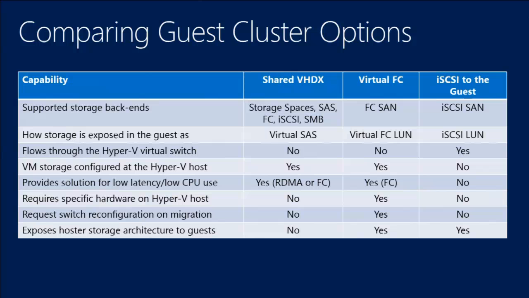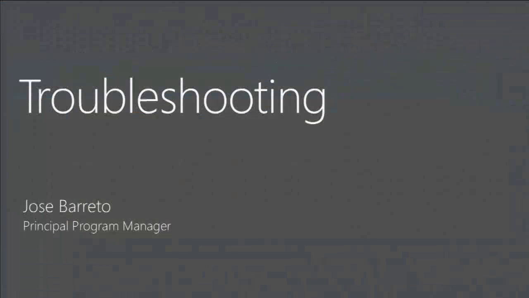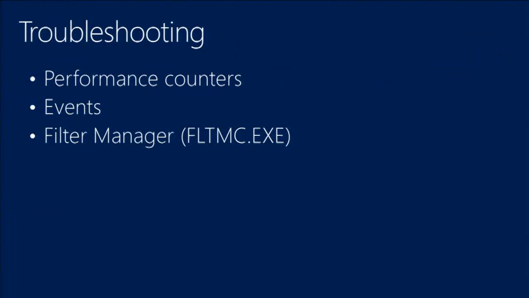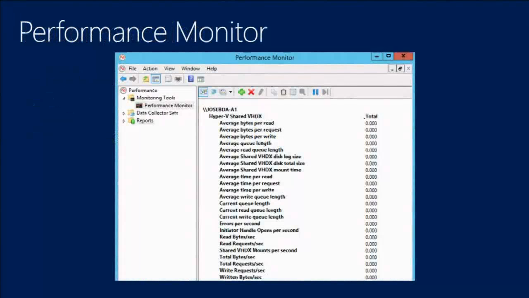So all the complications related to virtual fiber channel, like switch reconfiguration, multiple worldwide names, and all that goes away. So if you are today using virtual fiber channel, you might want to reconsider going through the shared VHDX simply to have less to configure in the case of migration. Does that make sense? Same kind of functionality, less work to do, okay?